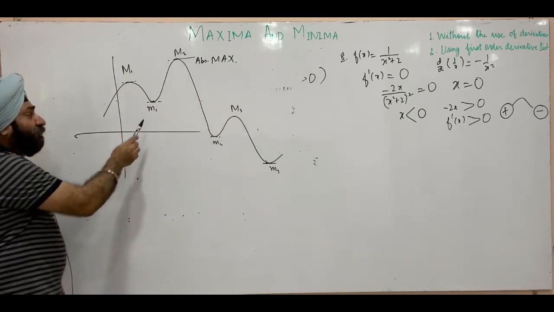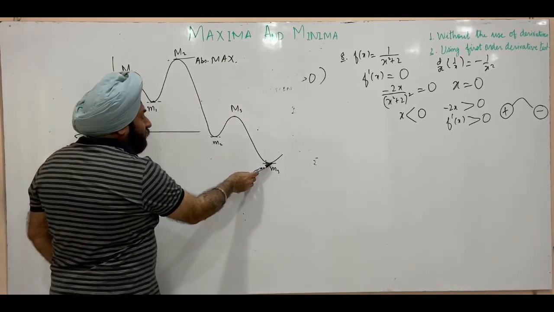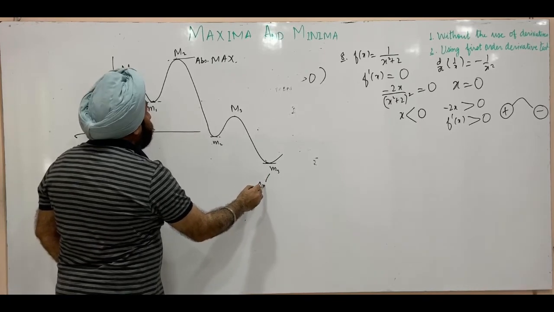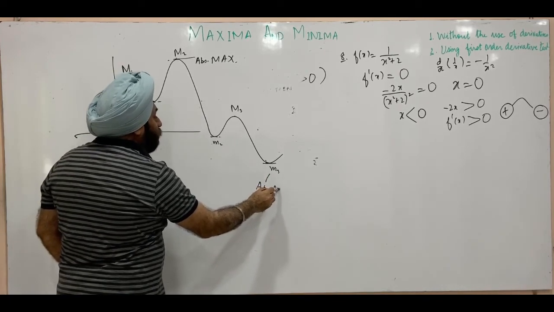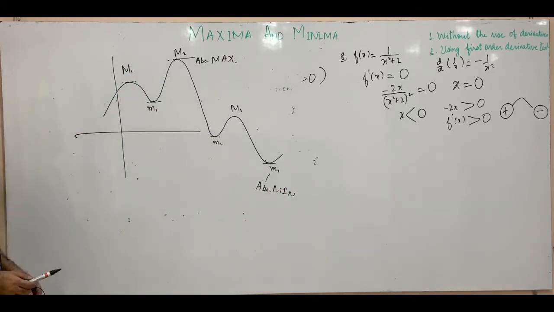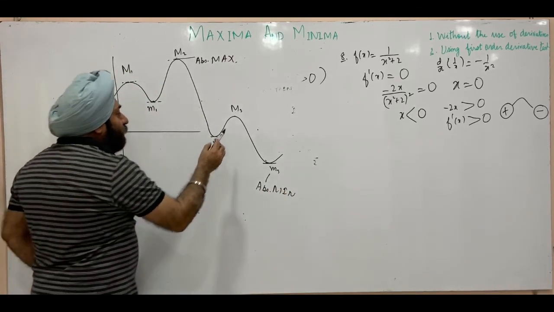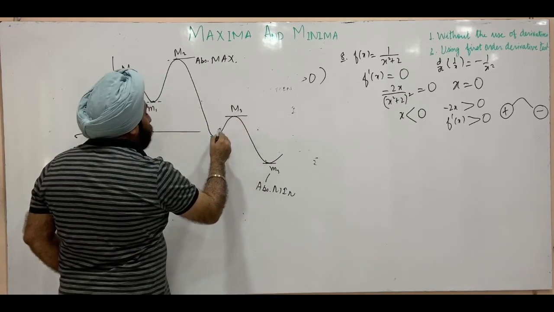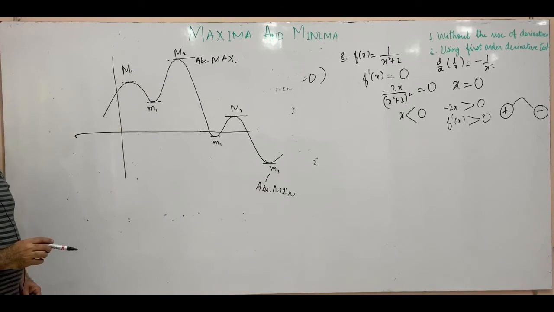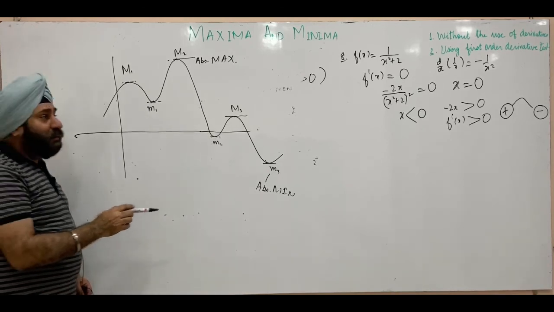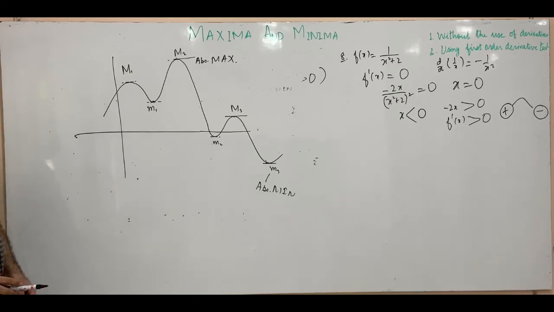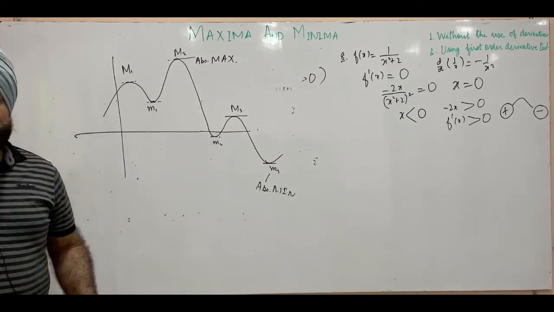Similarly, this is a point of minima. This is a point of minima. This is a point of minima. This is the least of the minimum values. So this is the absolute minimum value. And we observe that this is a maximum value, but this is less than a minimum value. So it's possible that a local maximum value is less than a local minimum value. So we continue in the next class.